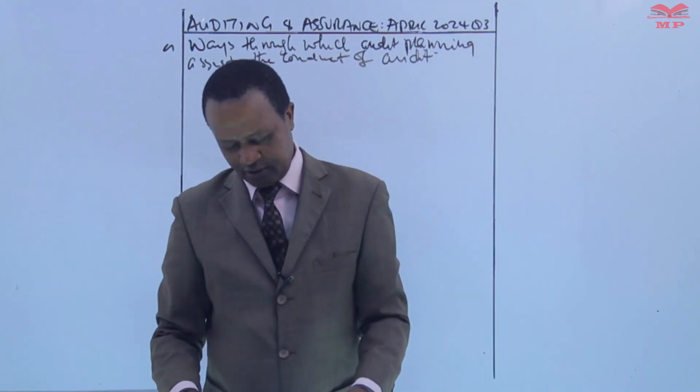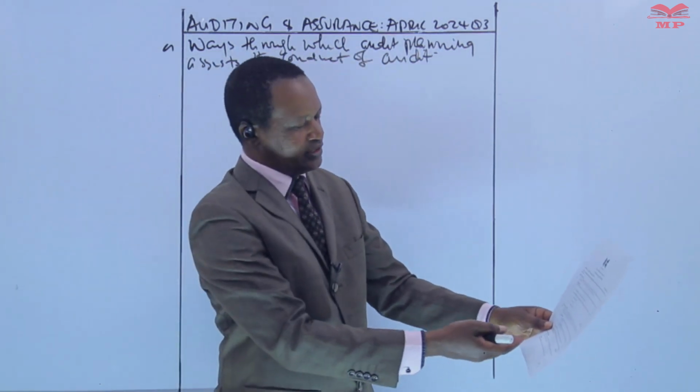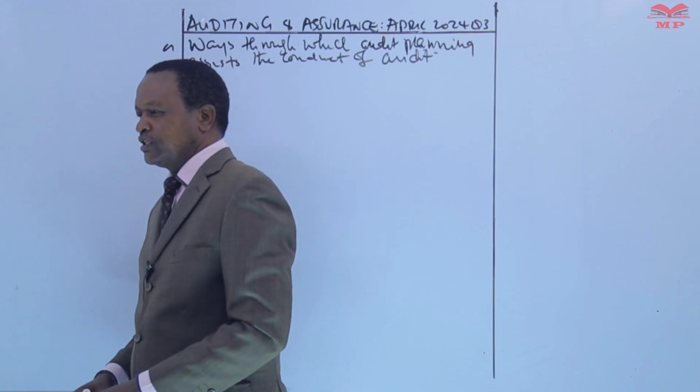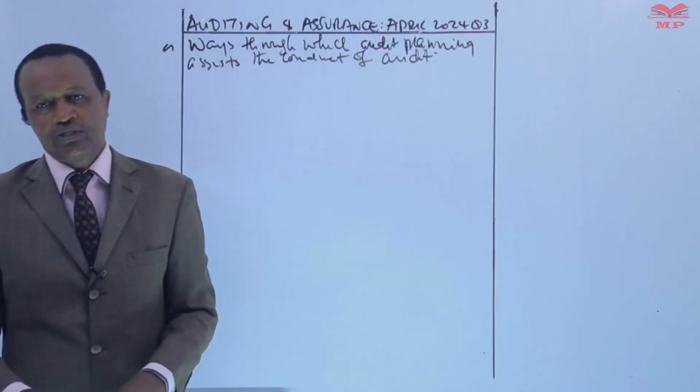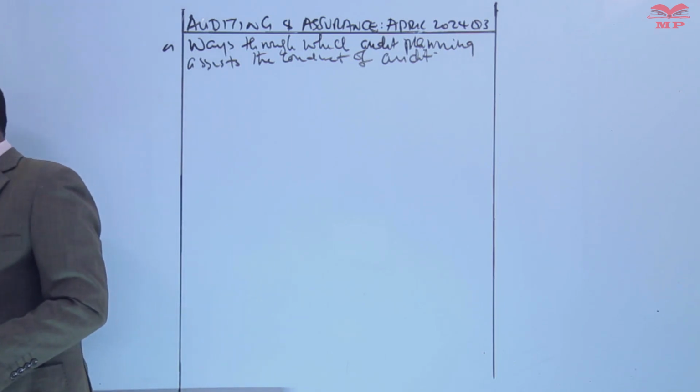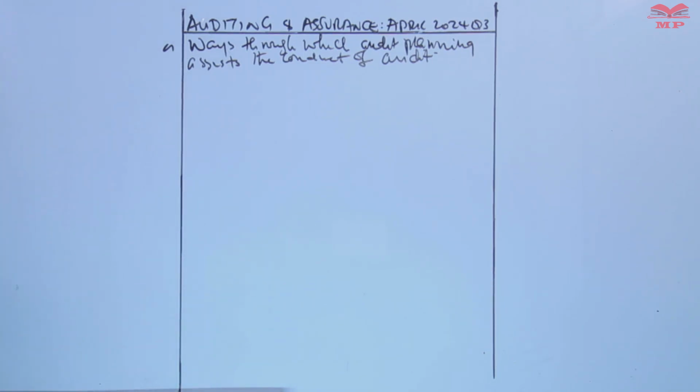You understand, candidates? So the question here is, summarize 4 ways through which audit planning assists in the conduct of an audit. The ball now is in your court. Now that you've understood what audit planning is all about, tell me, what would you answer if you are to face this question?